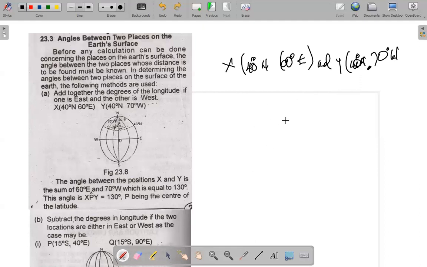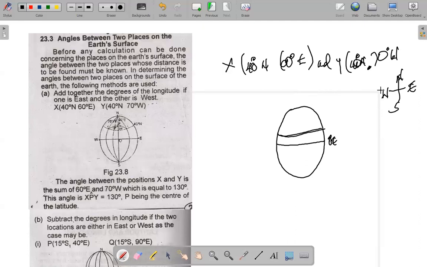Let's first of all draw the circle of the globe to represent the globe. Then we'll put the lines of latitude and longitude. We start with the equator, which is a reference, and it's at 0°. Then 40° north will be on top of the equator. Here it should be 40°. Then we put the cardinal points, north, south, west, and east. So we have located 40° north.